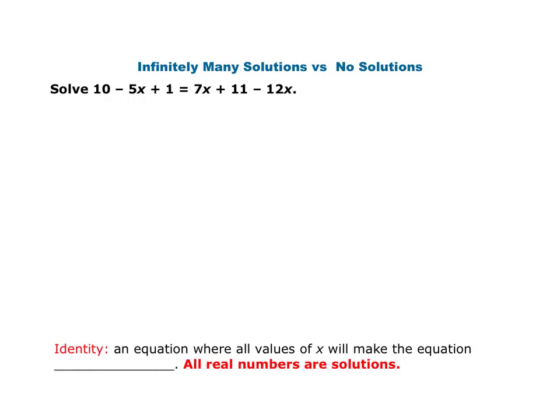Sometimes equations that have variables on both sides come out with not just one answer, but either infinitely many solutions or no solution. So let's look at some examples.